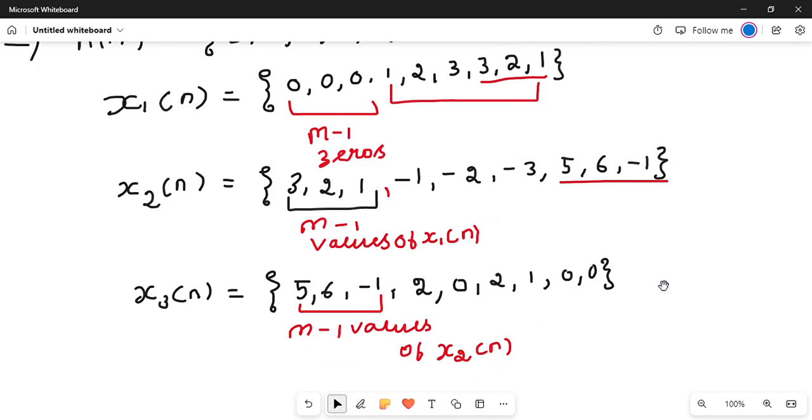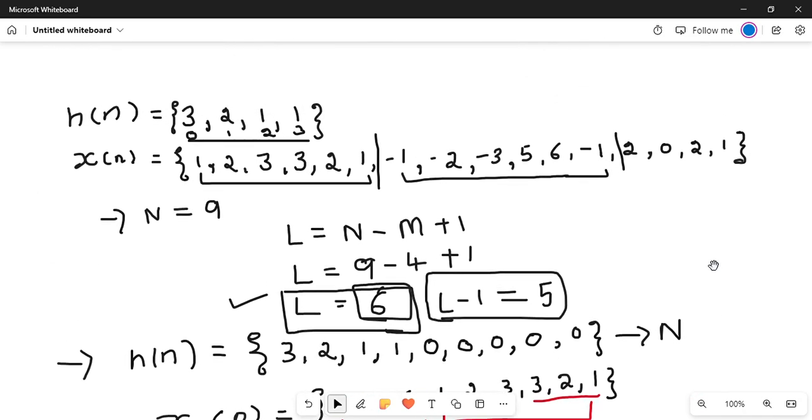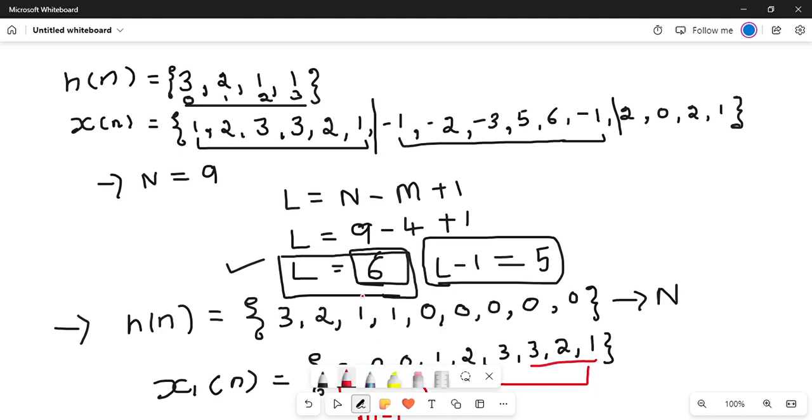So if you go back to the particular thing, here I'll simply tell you in my language. Here we got L as 6, and we divided by 6. For x1 of n, we add m minus 1 zeros. m is 4, so 4 minus 1 is 3. So we are adding 3 zeros first. And then the first 6 values that we divided, we put here, the first 6 values over here, what we have divided in the first one. Okay, yes.